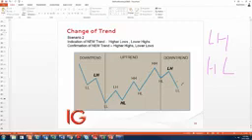Okay, so this is not as strong an indication as the previous one, but it's still an indication that the trend might change. It might change. All right, so let me give you an example. Let me just draw you an example.